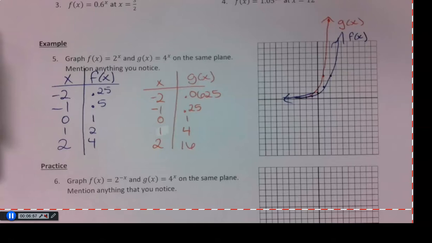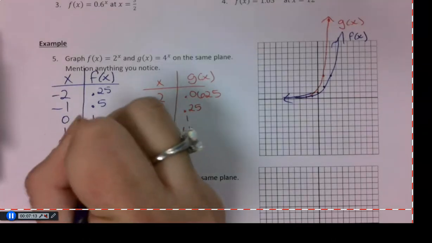Okay, so what do we notice about these graphs? They're exponential. Great. Anything else we notice about them? What about their growth? Are they growing at the same rate? No. Which one's growing faster and why? The second one, just the number's bigger.